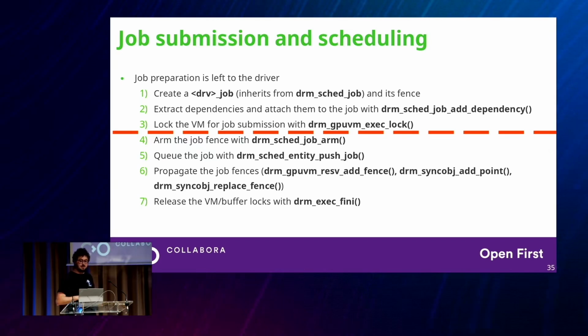I drew a big red line there, and it's the point where you're not allowed to fail in the submission process. So you have to make sure that every allocation is done before that. You have to make sure that everything is correct in the job definition before that, because after that point, you just can't fail. You have to succeed with the job submission. I mean, if the GPU crashes in between, if the job is not fully executed, that's fine. But you can't block the system if others are waiting on your job to make progress.